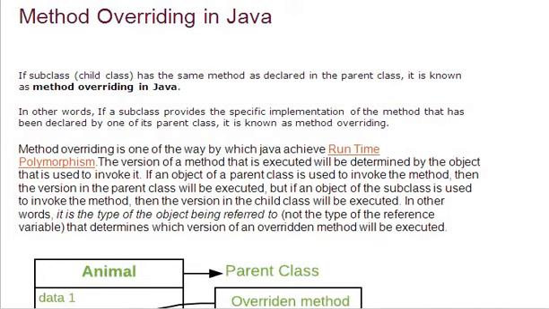Static binding can also be called early binding, and the best example is method overloading. Dynamic binding is also called late binding. An example is method overriding. So static binding is compile time, dynamic binding is runtime.